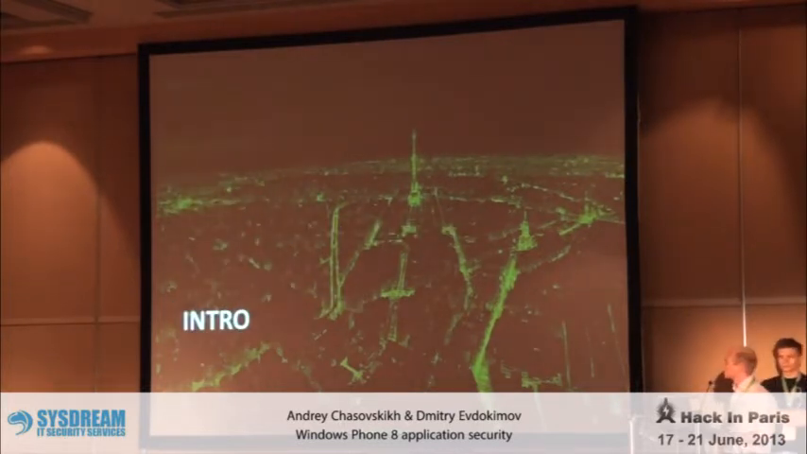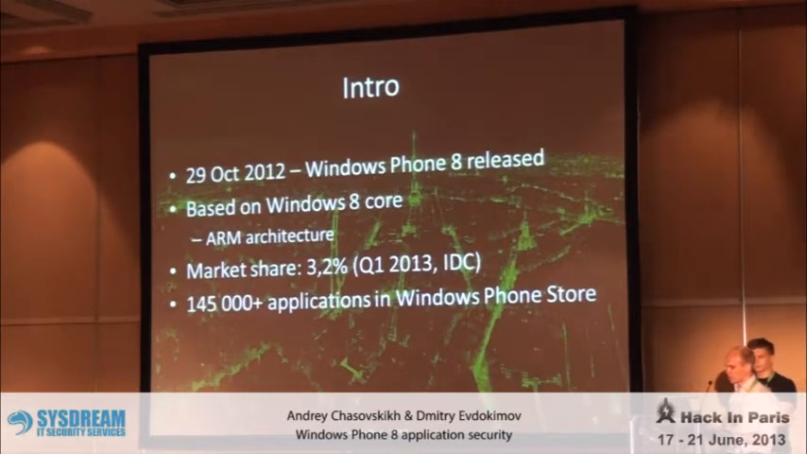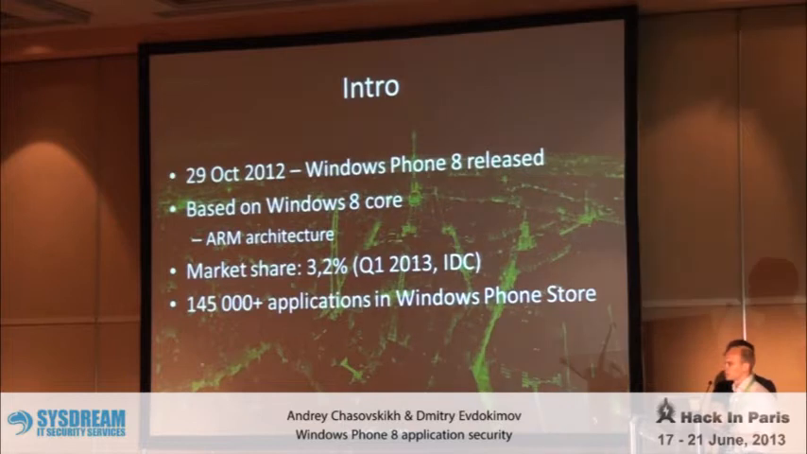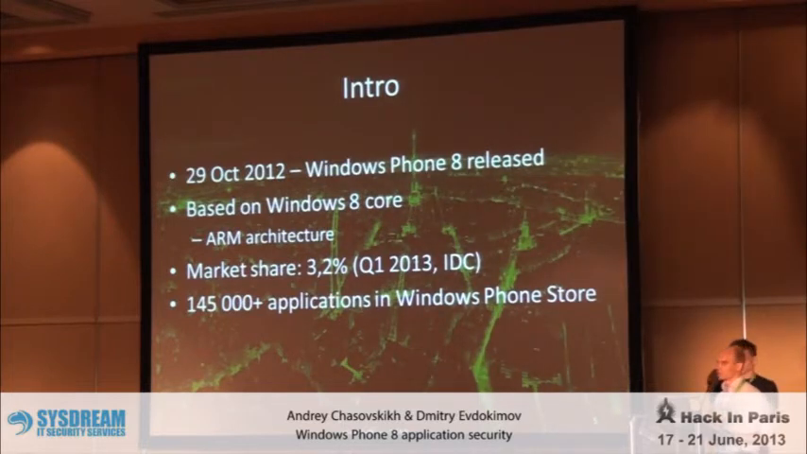So let's start. Windows Phone 8 is a new version of the smartphone operating system from Microsoft. The previous version was version 7. Windows Phone 8 is based on the same core as Windows 8, and it has ARM architecture. Well, the talk about application security only makes sense when you have a significant number of applications and users.